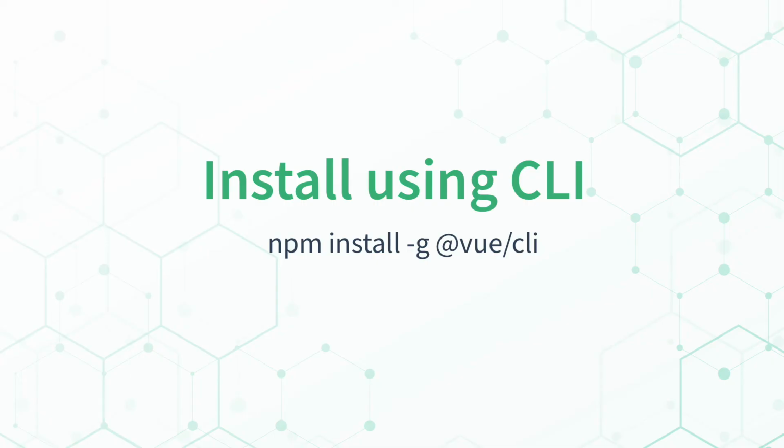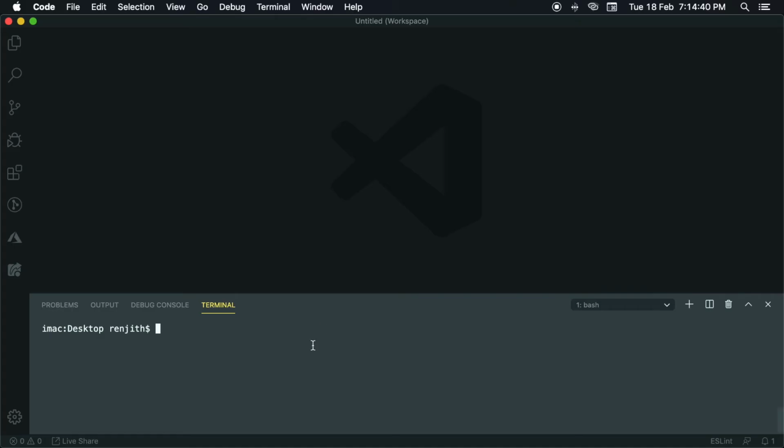Install using CLI. Vue.js provides an official CLI called Vue CLI to scaffold single-page applications quickly. It includes a bundler, hot reload and lint. We can serve the application locally for development purposes and create a build for production with this easily using command lines. We can install Vue CLI with npm.